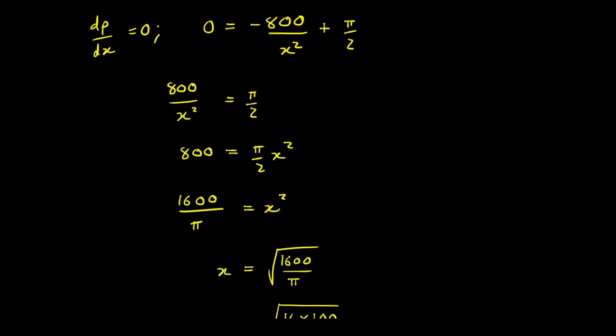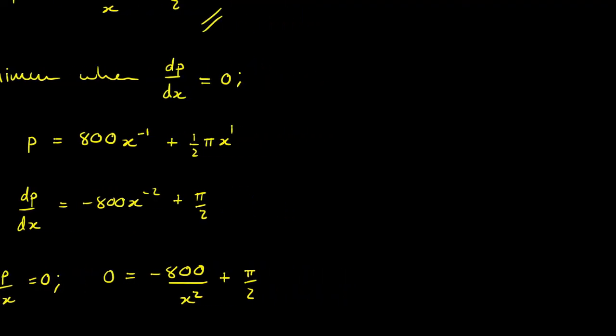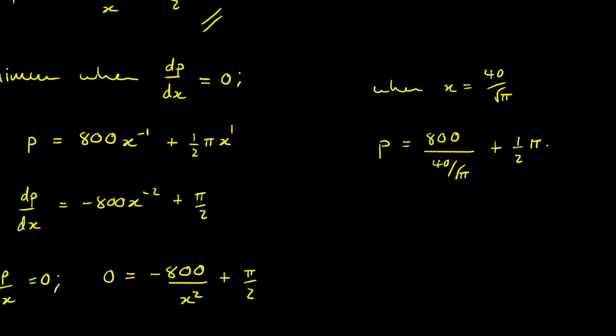And then we want to find the value of that p. So we just got to substitute into here. So I'll say when x is equal to 40 over root pi, we just substitute into the expression for p. So we get p is equal to 800 divided by x, so divided by 40 upon root pi, plus a half pi times x, which is 40 upon root pi.